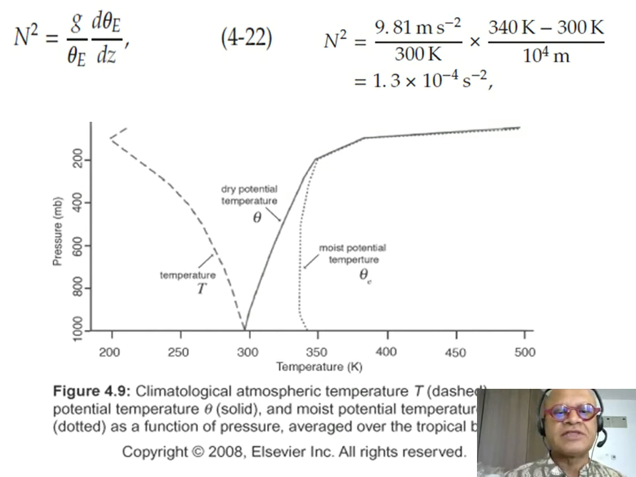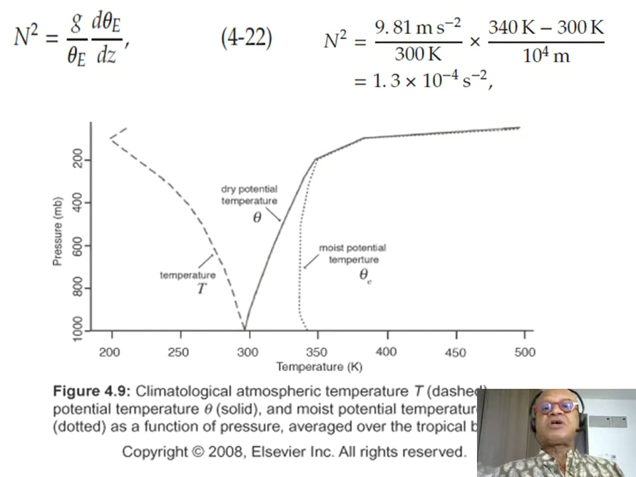So that's the ambient temperature profile, which we said T is not conserved because of compressibility effects, whereas potential temperature takes into account the compressibility, and it is conserved in dry processes. We haven't defined moist potential temperature yet, but we will do that.